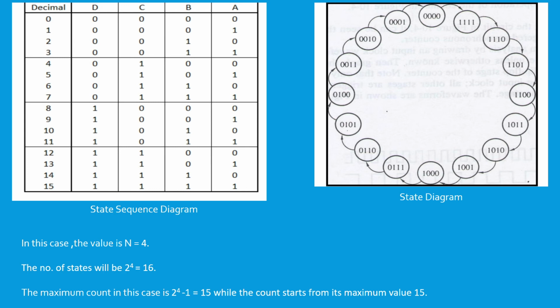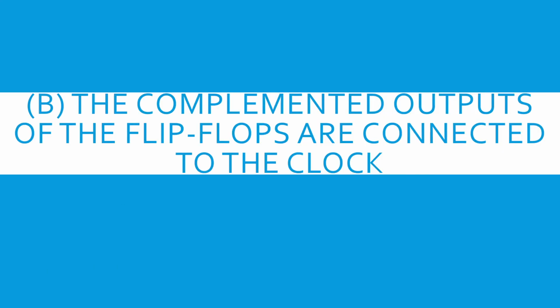It means 16 times the counter will count, starting from the value 15 and counting down until value 0. So let's come to the B part of our question.